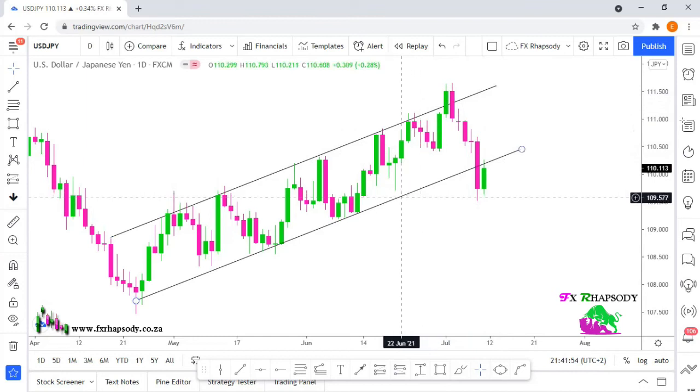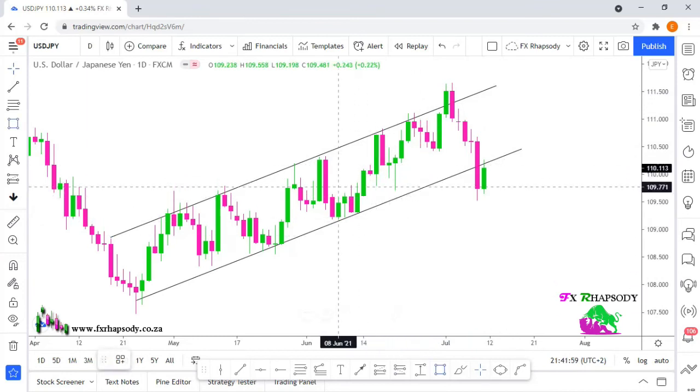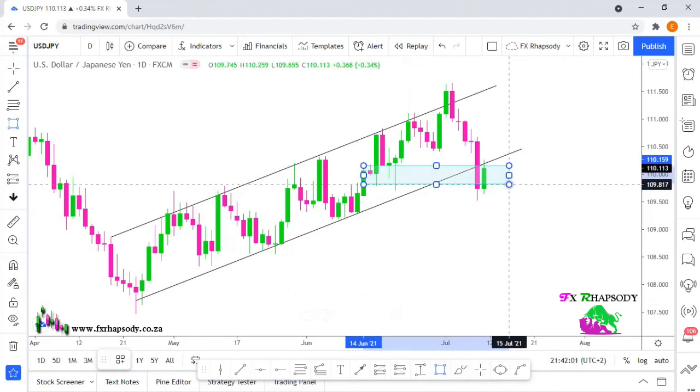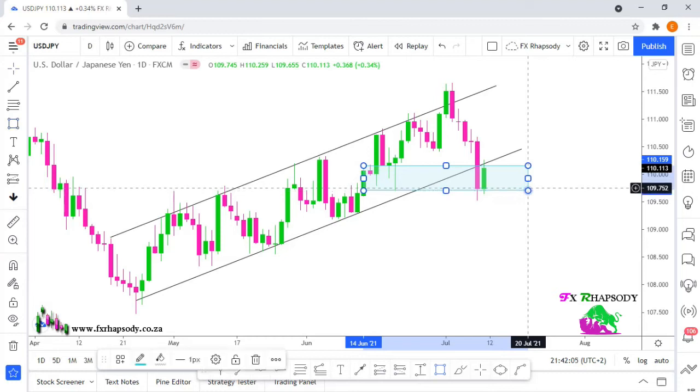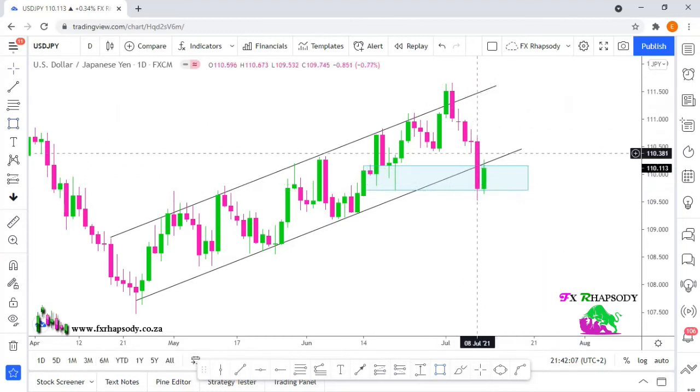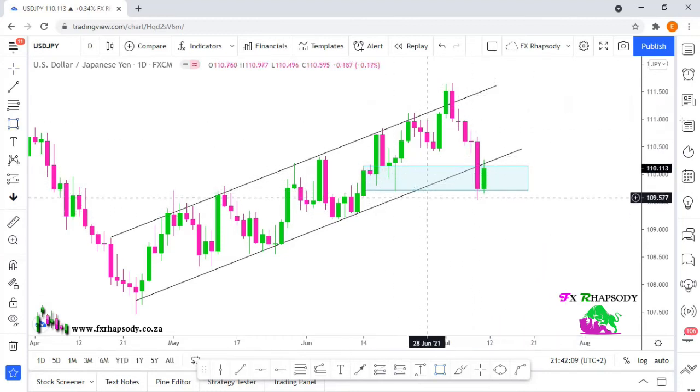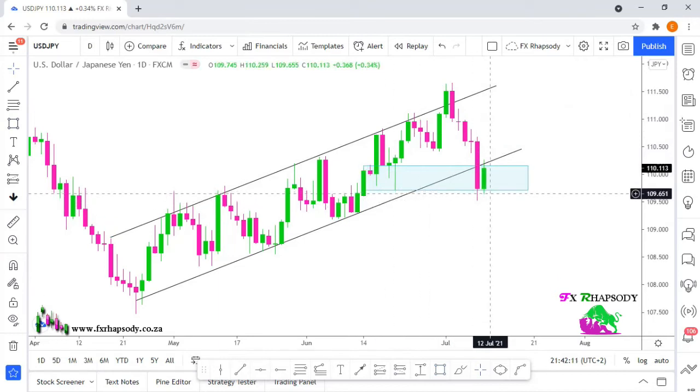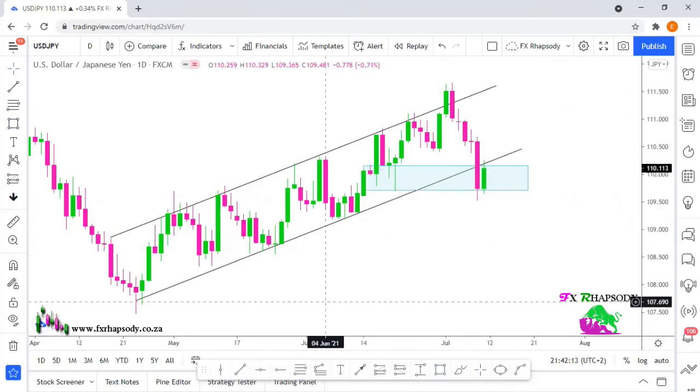This one was the recent one, right over here. That was the recent one that just got taken out. So price hunted this liquidity that was forming here. So you can see that tapping it right there. So let's take out our Fibonacci.